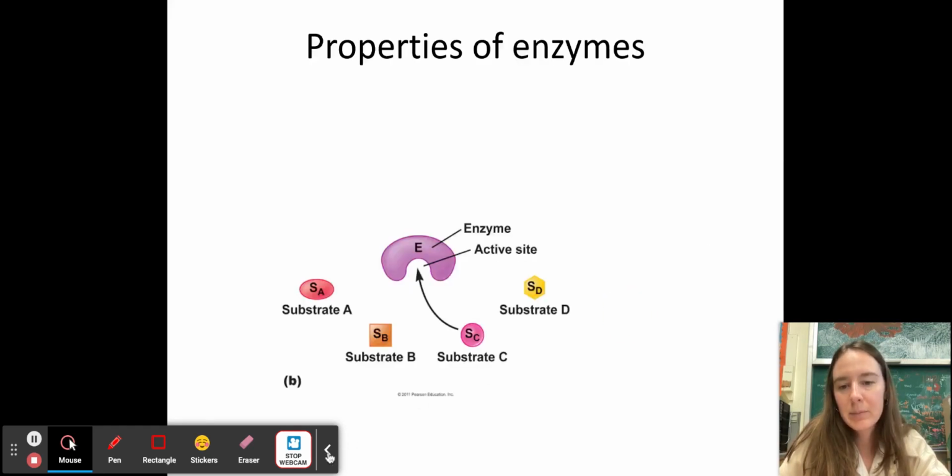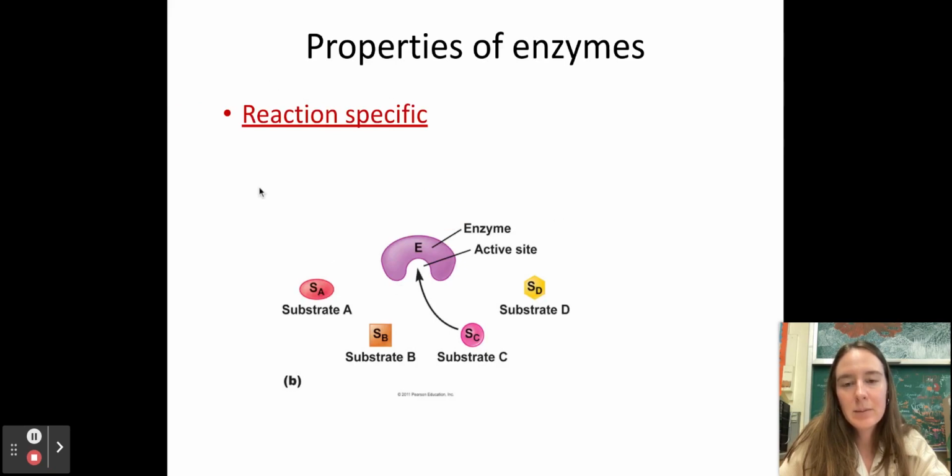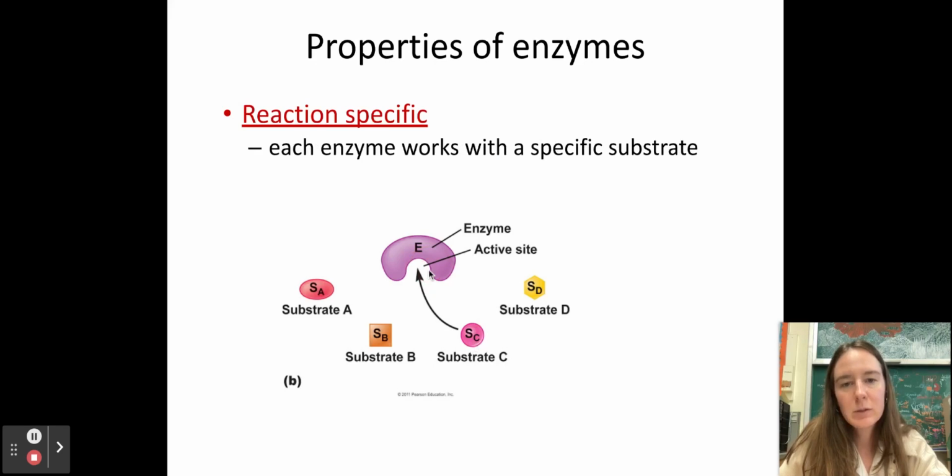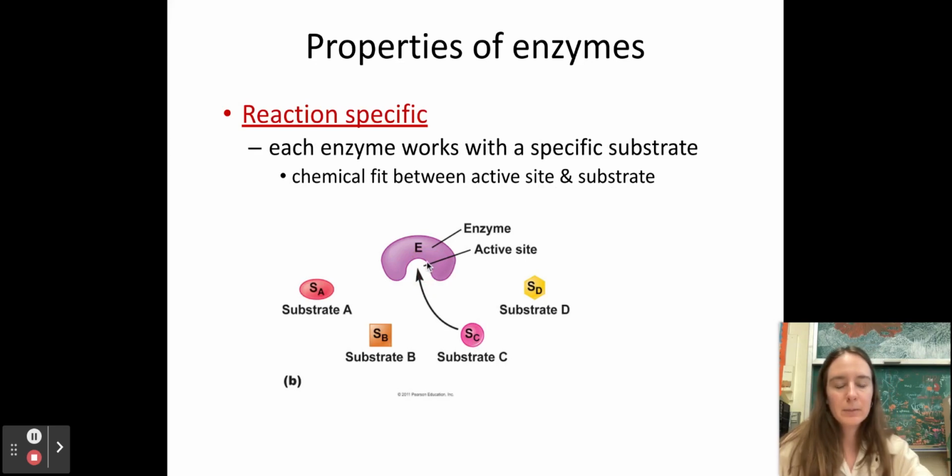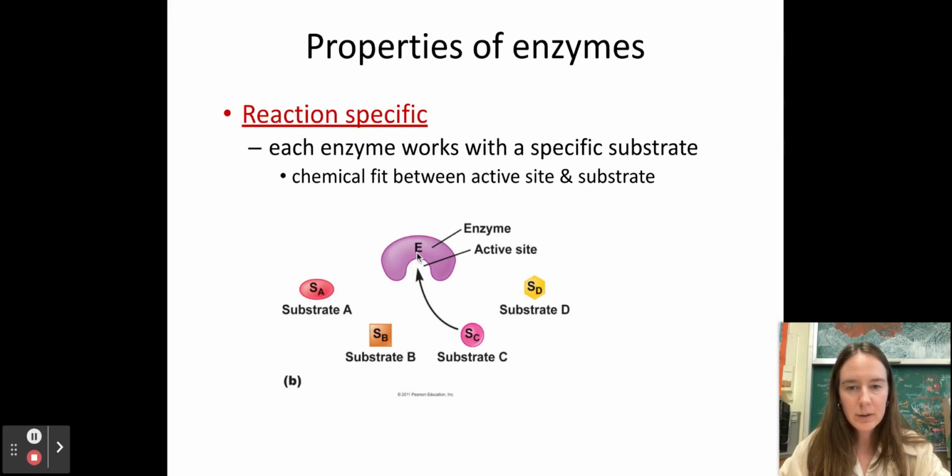So just to recap the properties of enzymes, we know that enzymes are reaction specific, so we have one enzyme for each substrate. The reason for that is because there's a chemical fit between the active site and the substrate. Remember, enzymes are proteins, and proteins are made up of a string of amino acids, and each of the amino acids has a different chemical property. Some of them are positively charged, some are negative, some are polar, some are nonpolar. So depending on the sequence of amino acids that you have right here in the active site, that specific sequence will be able to bind through hydrogen or ionic bonding to another substrate.